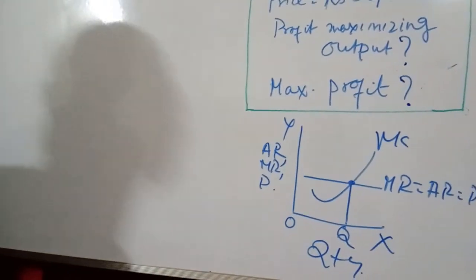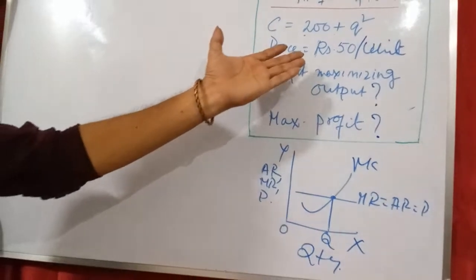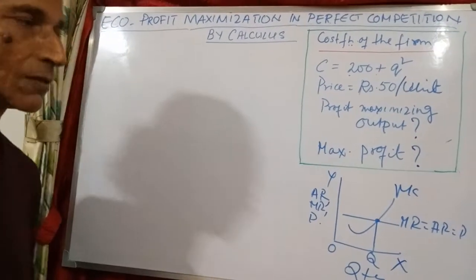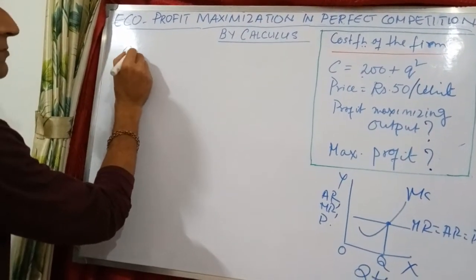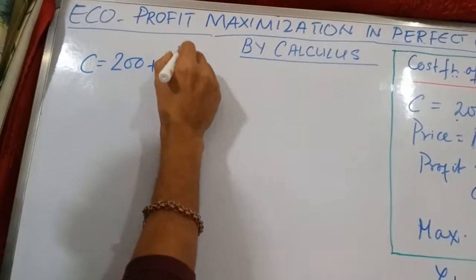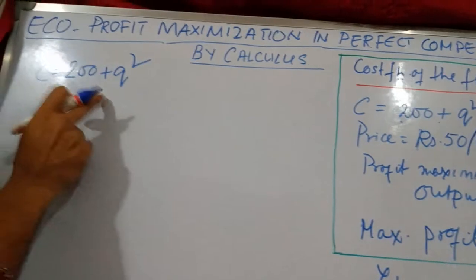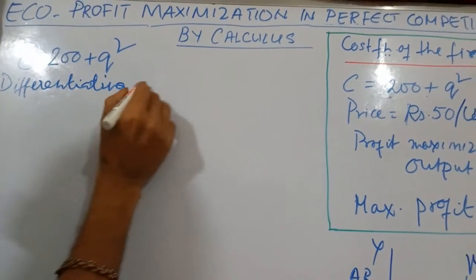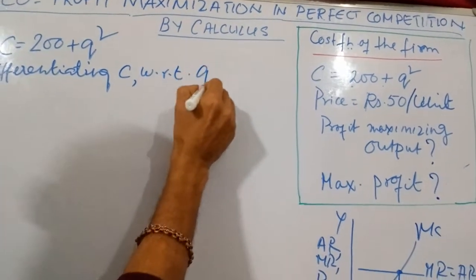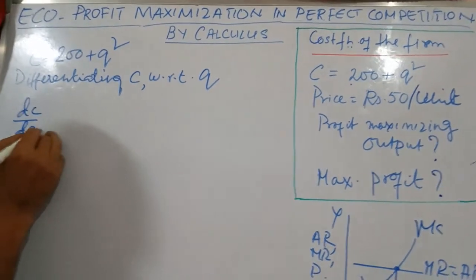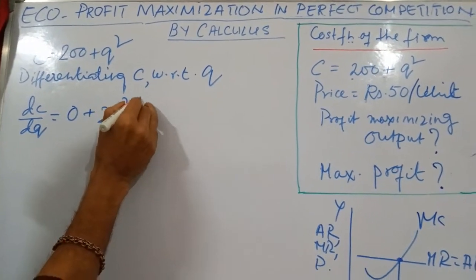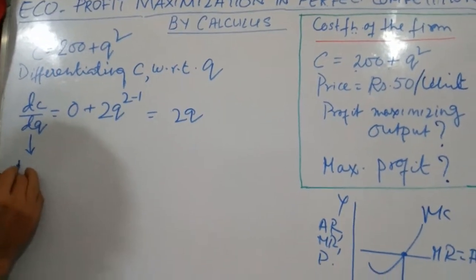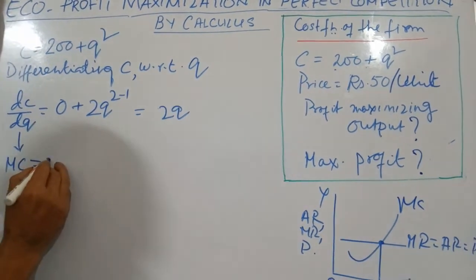Now we shall learn how from this cost function and the price of the commodity the producer can determine its profit maximizing output using calculus. We start with the cost function. So C equals 200 plus Q square. Now we differentiate C with respect to Q. dC/dQ is equal to 0 plus 2Q to the power 2 minus 1, equals 2Q. Now dC/dQ is nothing but marginal cost. So MC equals 2Q.